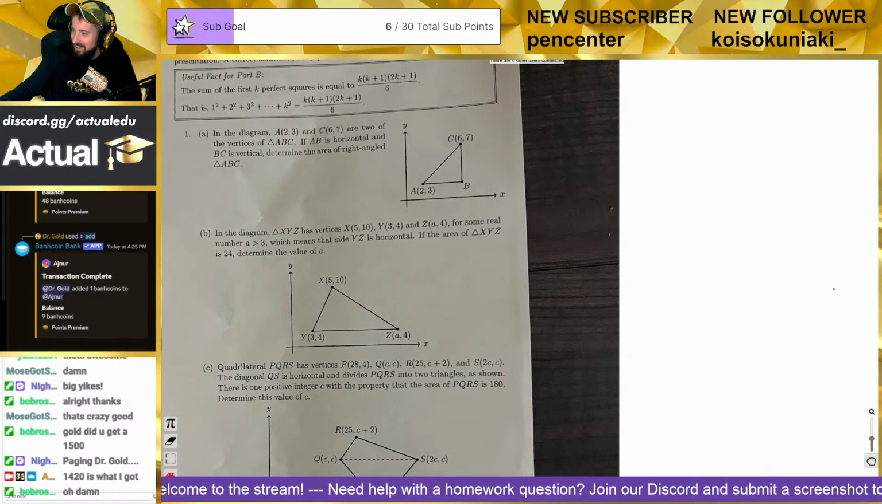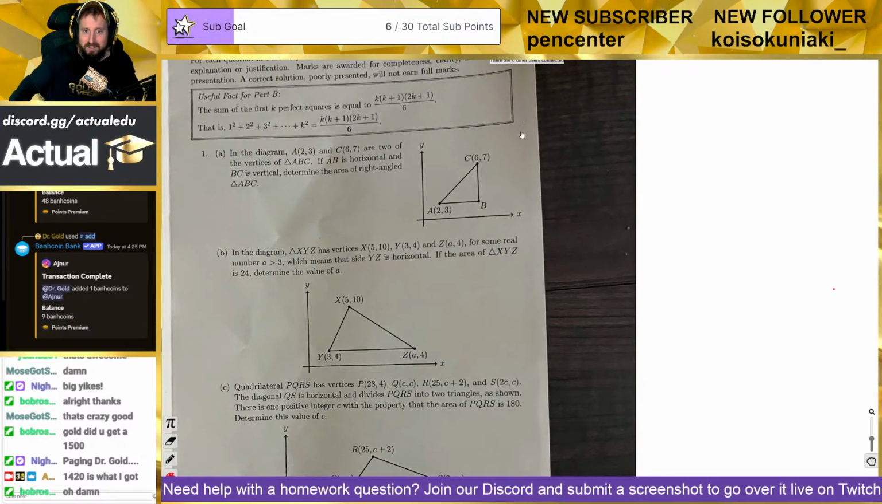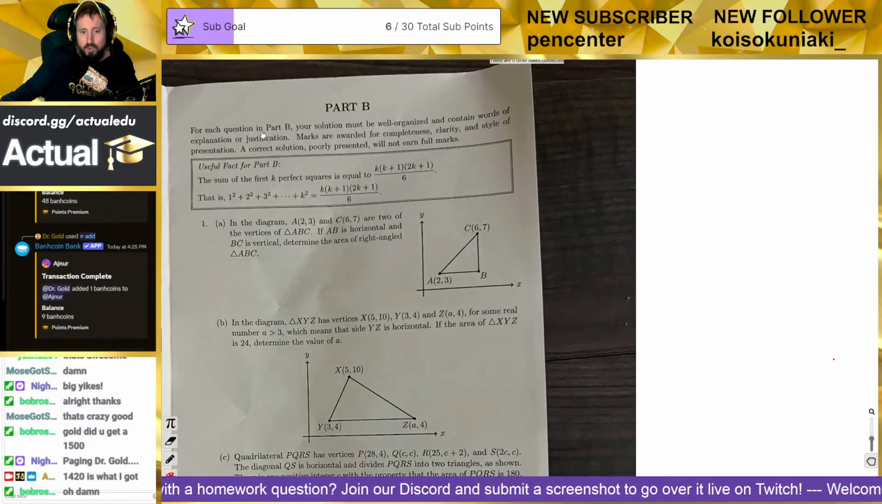These are cool questions. This one's pretty easy, man. You should be able to do this. So, useful for part B, the sum of K. I want to do part B.